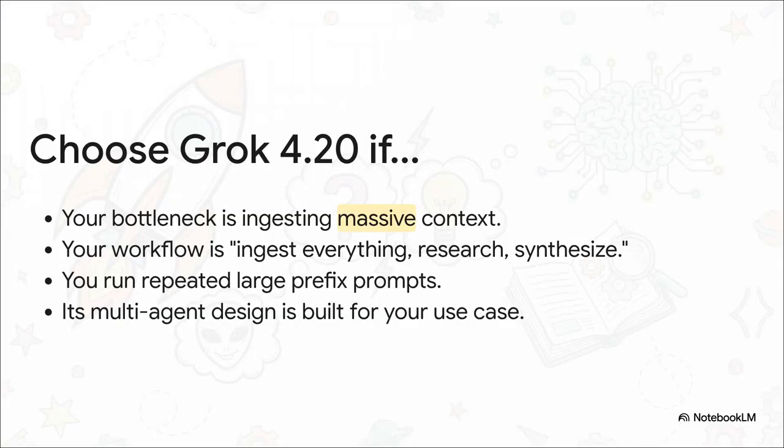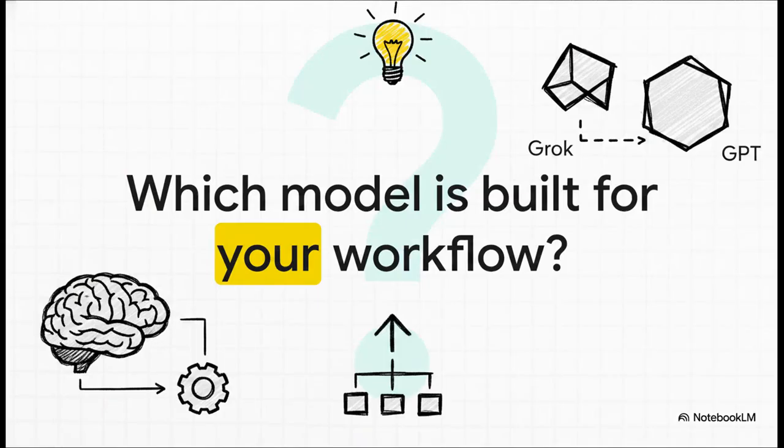But, and this is a big but, you should absolutely go with Grok 4.20 if your biggest problem, your main bottleneck, is just cramming a massive amount of information into the model. If your whole workflow is ingest everything, research it, and then synthesize a result, Grok's multi-agent design was built from the ground up for exactly that job. So you see, neither model is just better. They're built for different things. And the real question you should be asking isn't which AI is the best, it's which AI is built for my workflow.